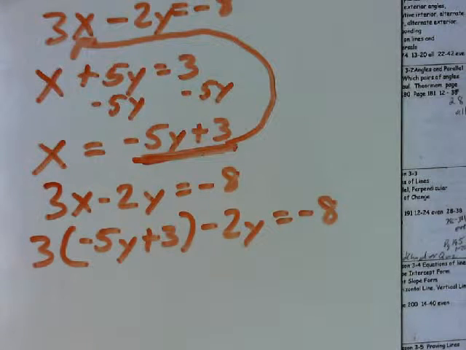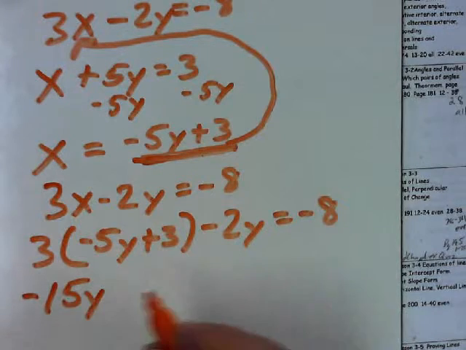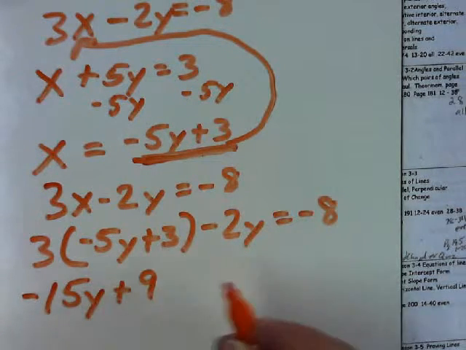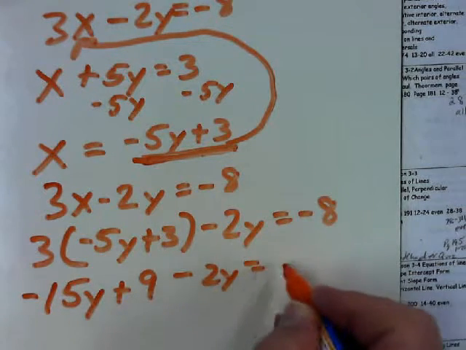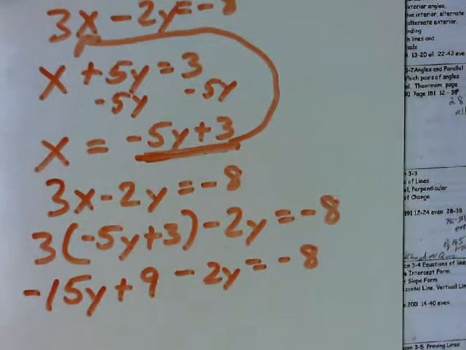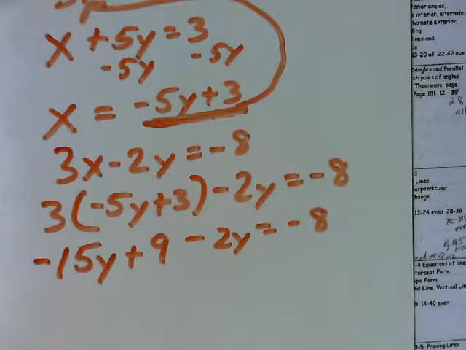So now what? You get your like terms together. No, we're not there yet. Distribute. Negative 15y plus 9 minus 2y equals a negative 8. Then you get your like terms together, so you subtract 9. You add 2y. No, you subtract 9.